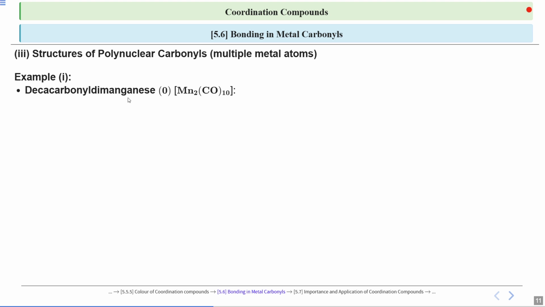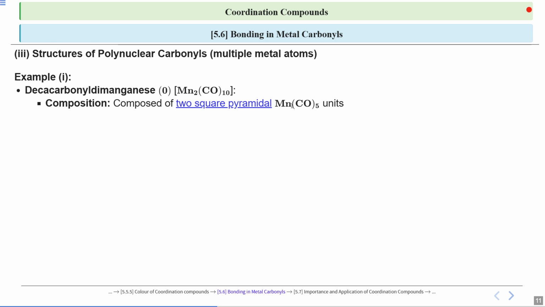Decacarbonyl dimanganese 0. Deca means 10, carbonyl, that means carbonyls are 10 in number, dimanganese, that means 2 manganese are going to be there having 0 oxidation state. The formula will be Mn2(CO)10. The composition, if you talk about, it will be composed of 2 square pyramidal Mn(CO)5 units. That means there will be 2 units having square pyramidal structure.